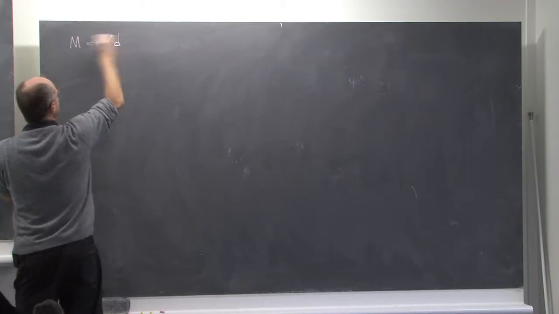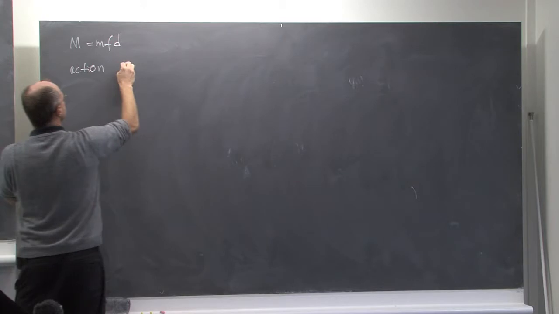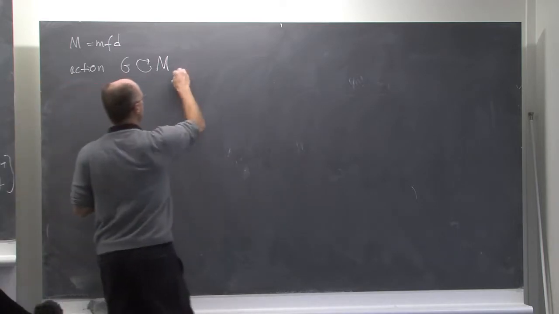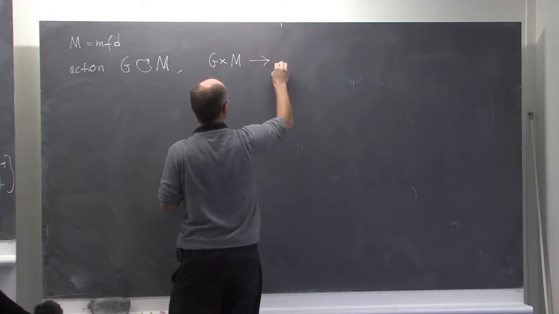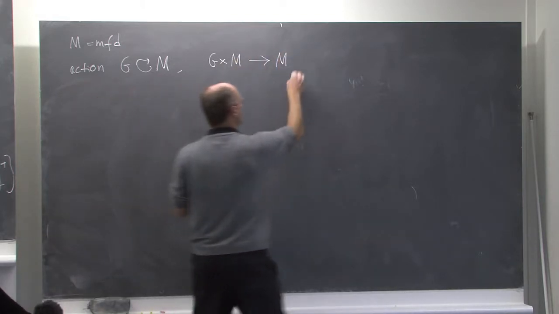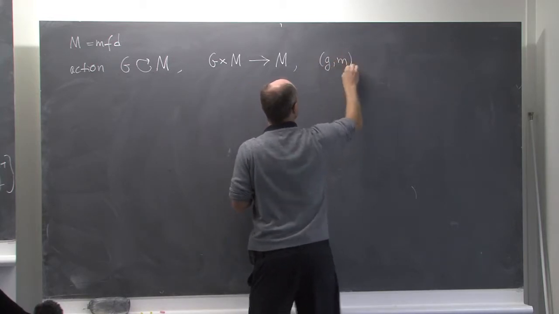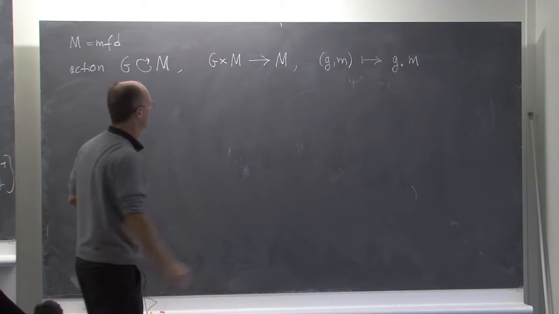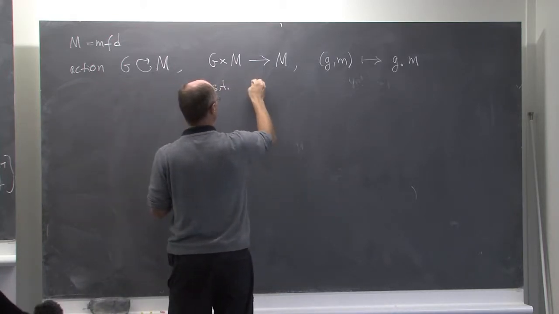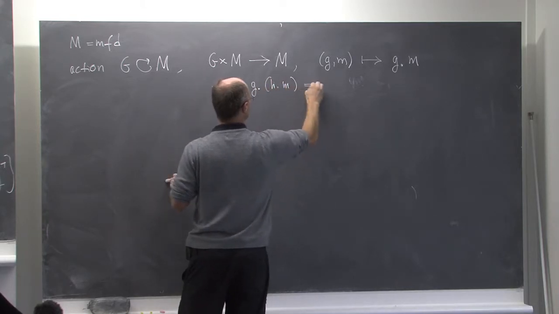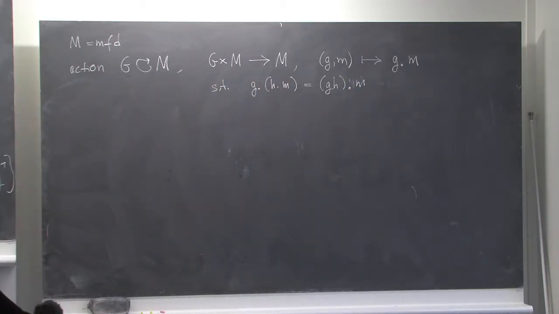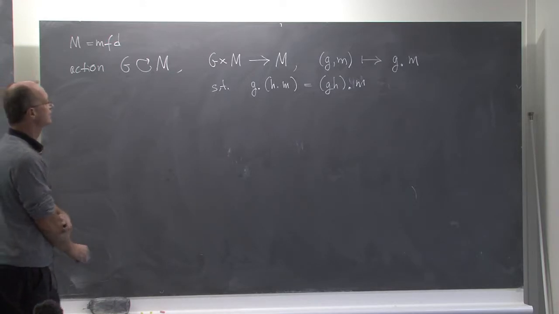Right. So let's say we have a manifold M. An action of G on M, so that's the standard notation, G acts on M. This is something everybody knows. That's a map G cross M to M. The notation I'll be using sometimes is G dot M. Of course, we require it to satisfy the action rule: G acting on H acting on M is the same as the product in the group, G times H, acting on M.